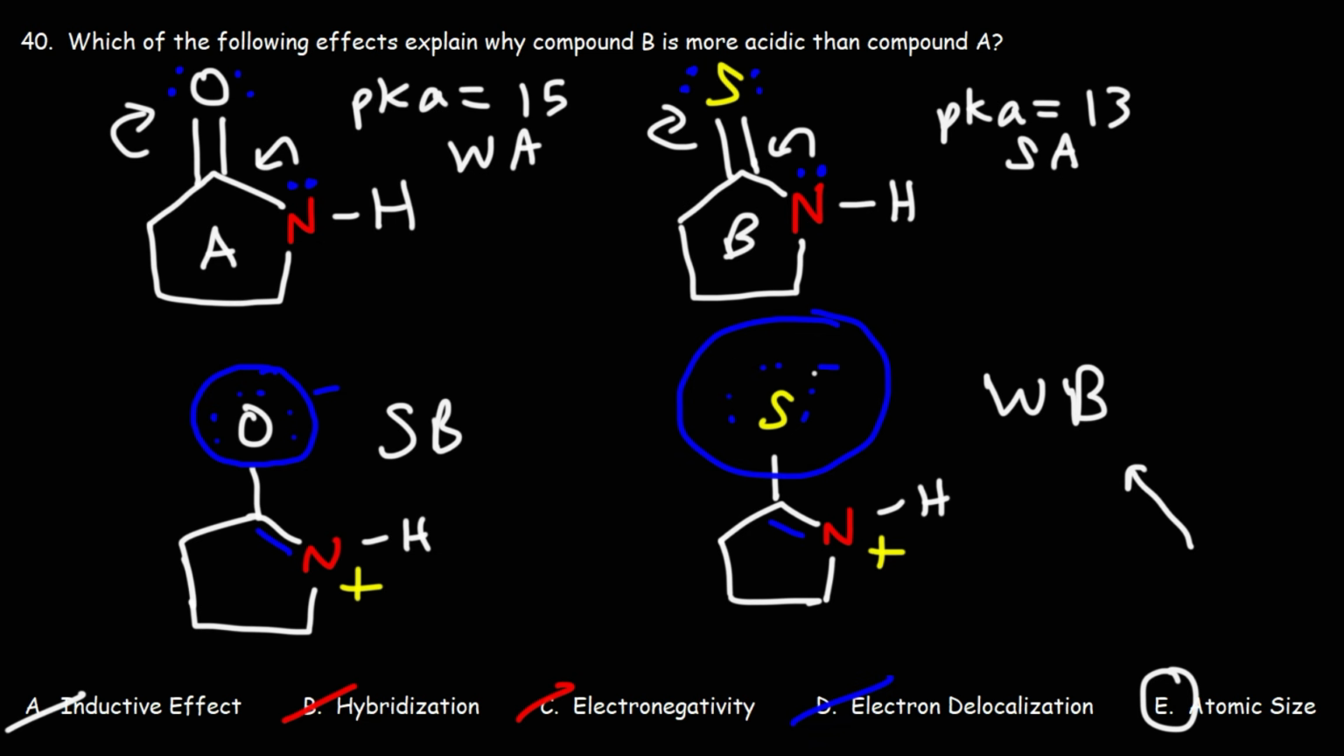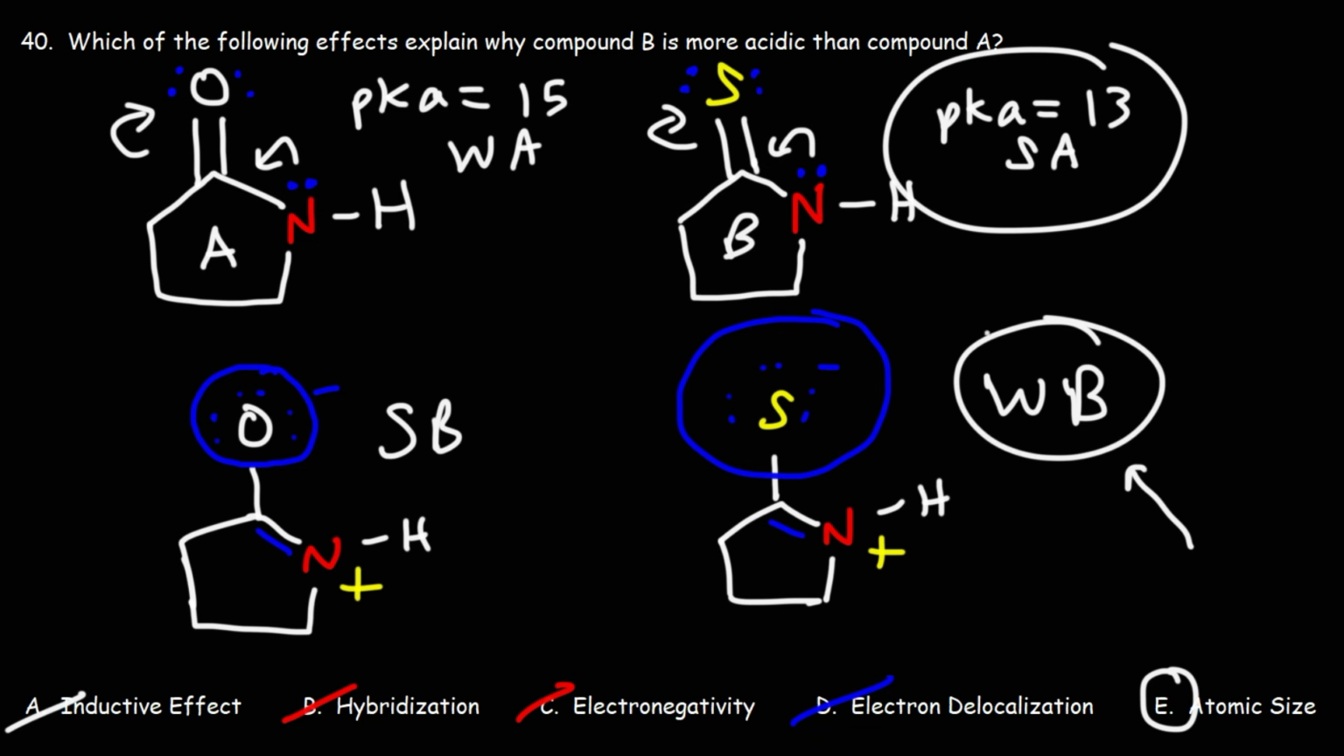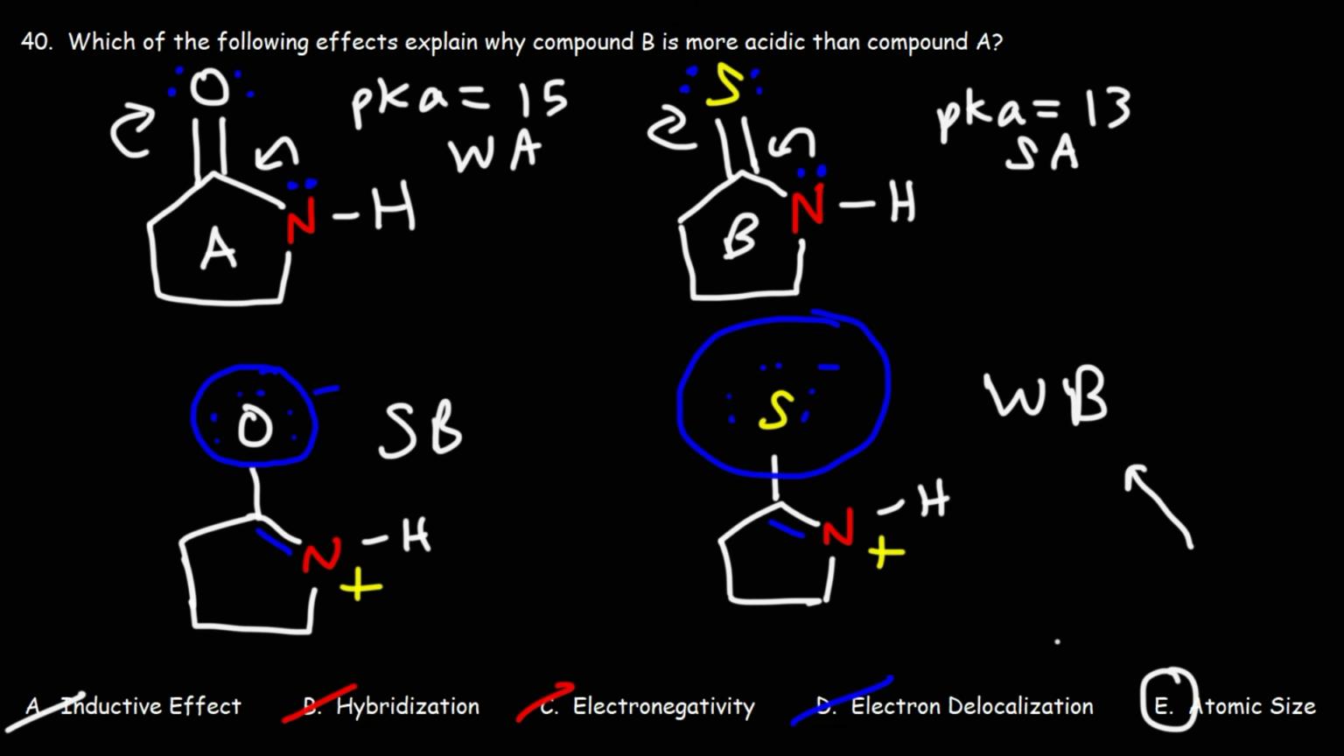So because the size of sulfur can stabilize the base better, we have a stronger acid, but a weaker conjugate base. So the answer is atomic size. Sulfur is significantly bigger than oxygen. It can better stabilize the negative charge, giving us a weaker, more stable conjugate base, which explains why B is a stronger acid.